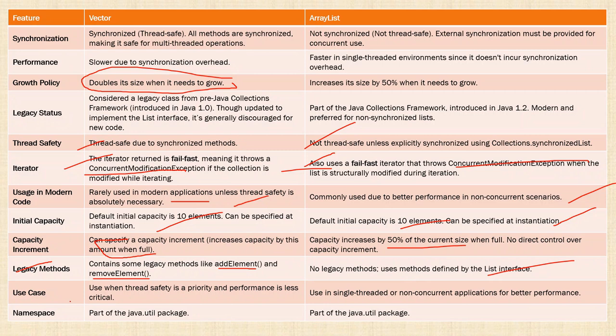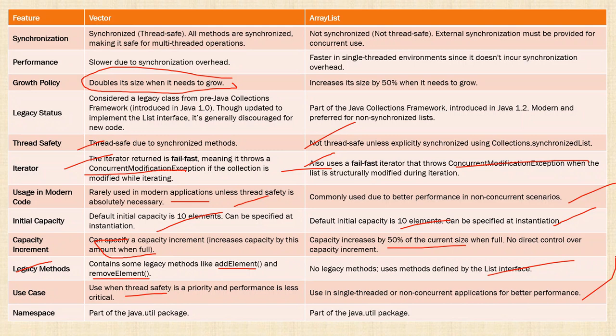In use cases, use Vector when thread safety is a priority and performance is less critical, so that means we can use it in a threaded environment. Use ArrayList in a single-threaded or non-concurrent application for better performance. So if you don't want to perform any concurrent operation, then you can use ArrayList.